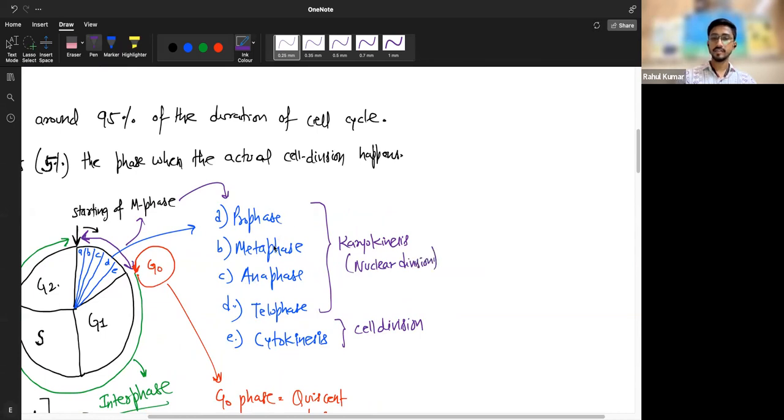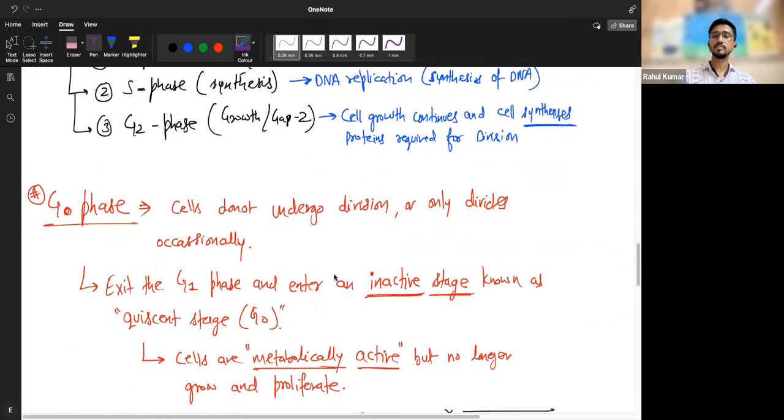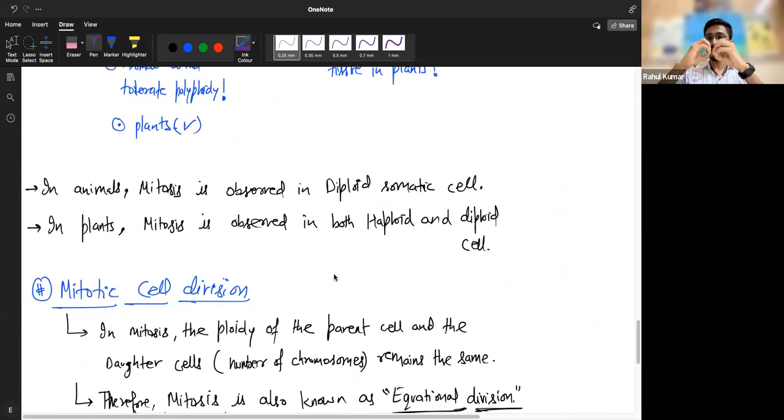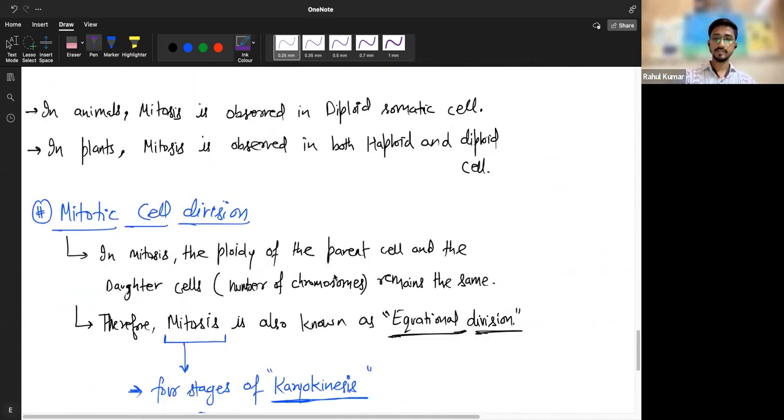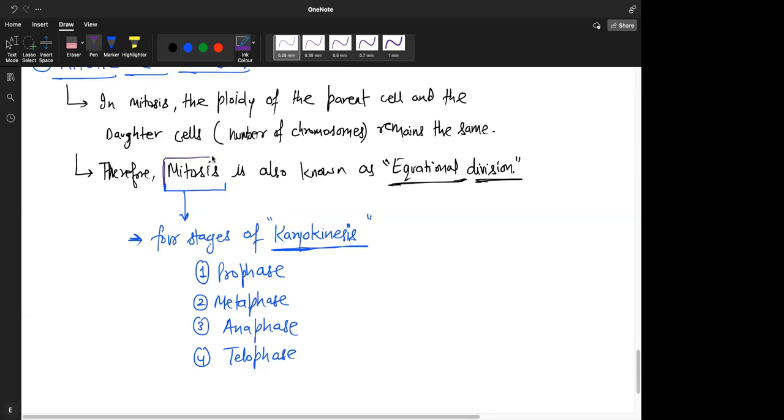And it has 4 stages, and then the cell divides, because for the cell to divide, all it has to do is to make a furrow and then restrict and form 2 cells, separate. So these 4 are the stages of the karyokinesis during mitosis. Is it clear? Yes, sir.